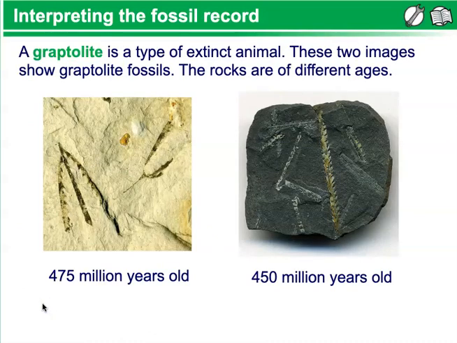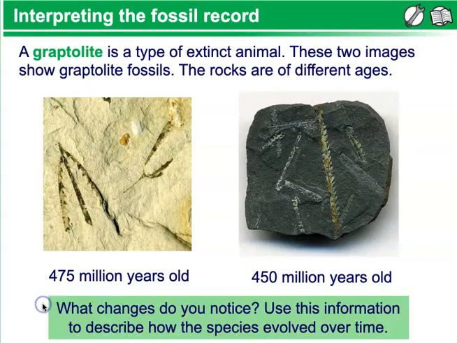Interpreting the fossil record. A graptolite is a type of extinct animal. These two images show graptolite fossils. The rocks are of different ages. What changes do you notice? Use this information to describe how the species evolved over time.